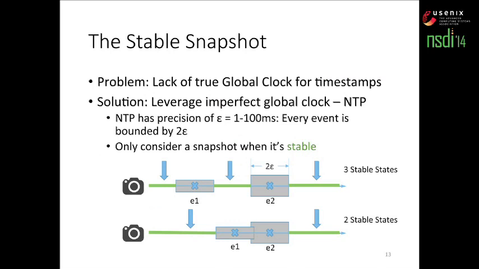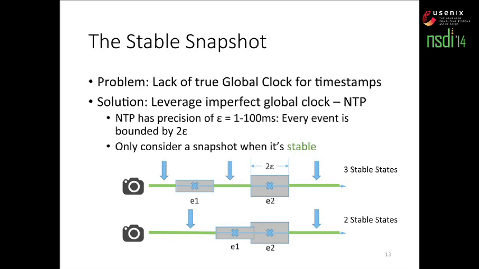However, this approach is based on the fact that we have accurate timestamps. In the real world, we don't have a true global clock for these timestamps. And this is a well-known problem in distributed systems. So the solution is to leverage the imperfect global clock, which is usually provided by NTP, the Network Time Protocol. NTP has a certain precision of epsilon equal to 1 to 100 milliseconds, and every event can be considered to be bounded by 2 epsilon. And we should only consider a snapshot when we think it is stable.